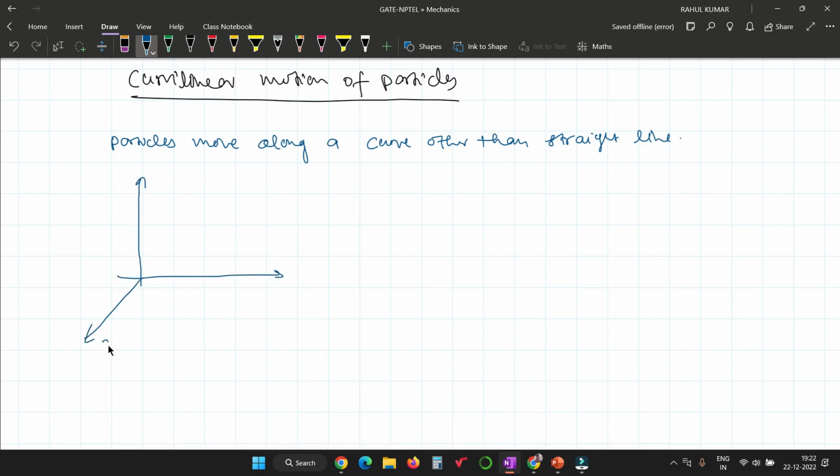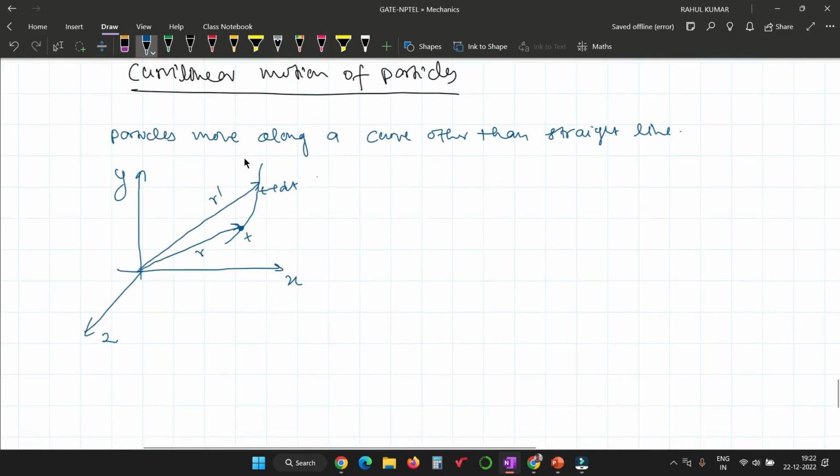Suppose you have a coordinate axis like this. This is z, this is x, and this is y. Suppose at some instant of time t the particle's position is r, and at time t plus dt the particle's position is r dash. Now connect this. That will become delta r, right?